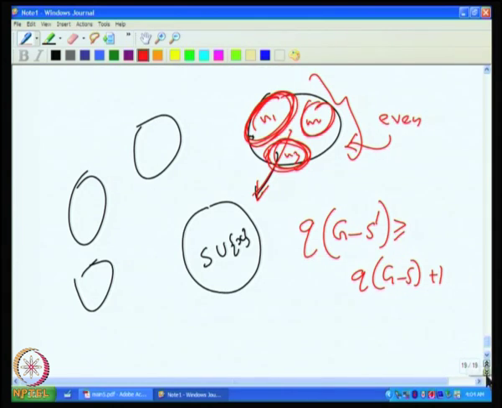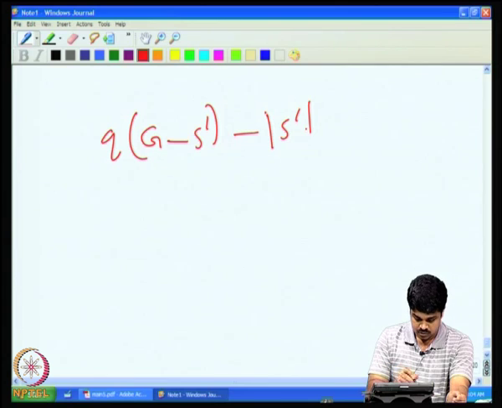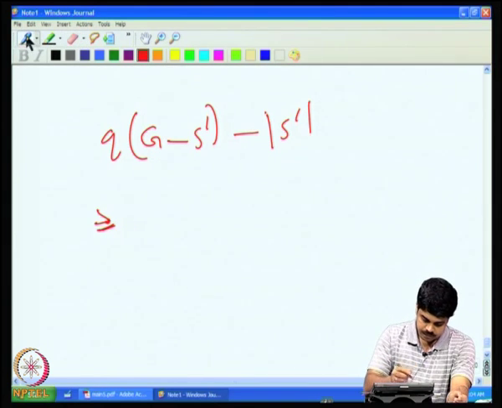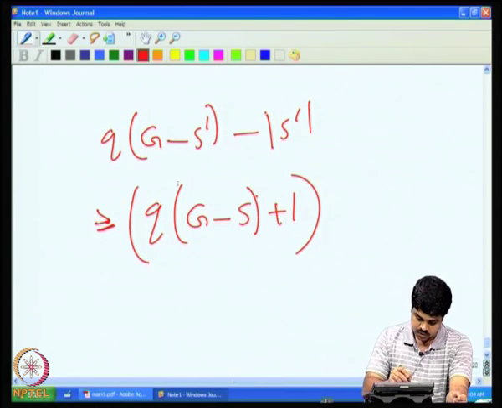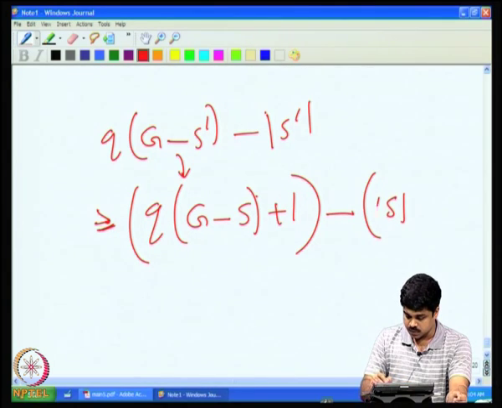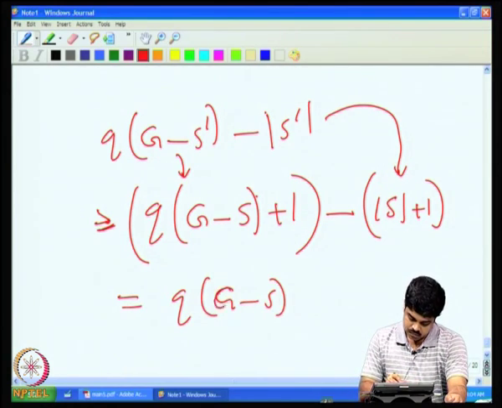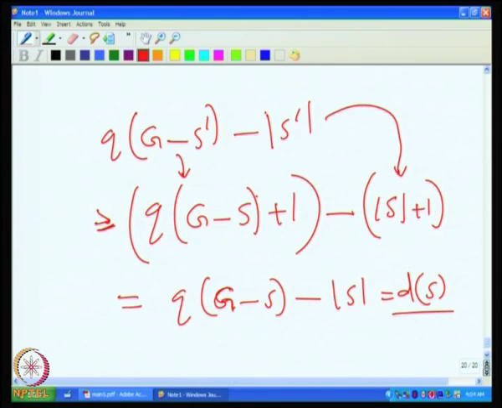One more got created. So, what about Q of G minus S dash minus cardinality of S dash? That is greater than or equal to Q of G minus S plus 1, because this part is bigger than this, minus cardinality of S plus 1. This is exactly S plus 1, right, because you have added one more vertex. This is Q of G minus S minus cardinality of S, this is D of S. So, what we get is that this happens to be D of S dash, so D of S dash is greater than or equal to D of S.